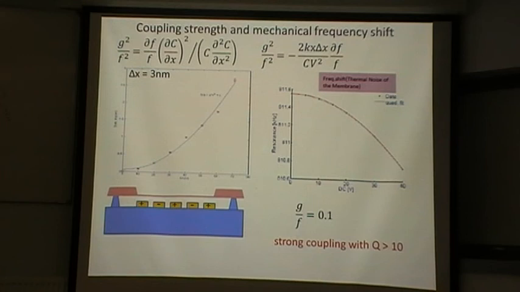What you see here is the observation of the several picometer thermal oscillations of this membrane, which really change the frequency very significantly. It's more than a kilohertz over 40 millivolts of voltage. And this at the same time is the displacement of this membrane, 3 nanometers with 70 volts. If you put all those things together, you can find out the ratio of the electromechanical coupling to the frequency.